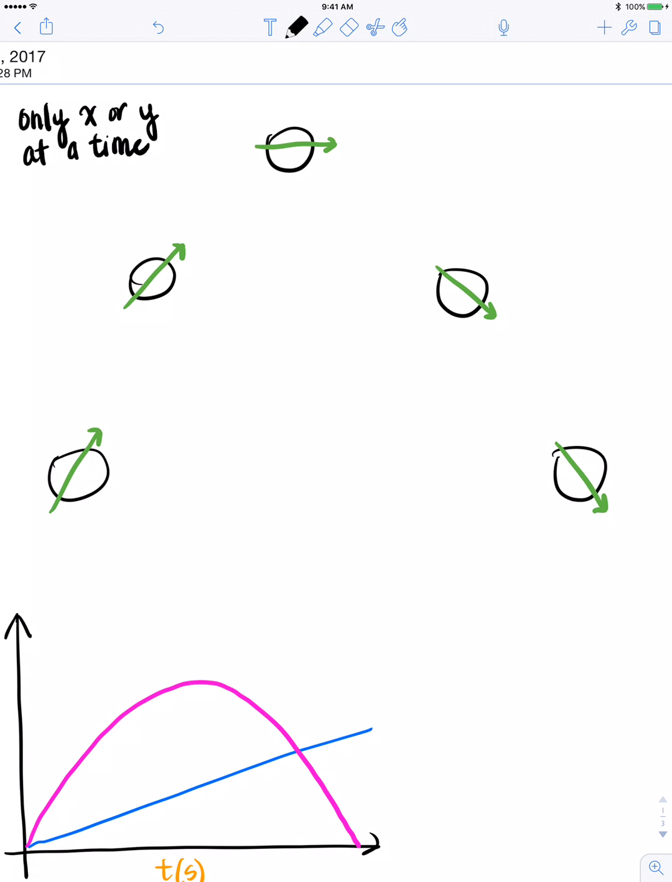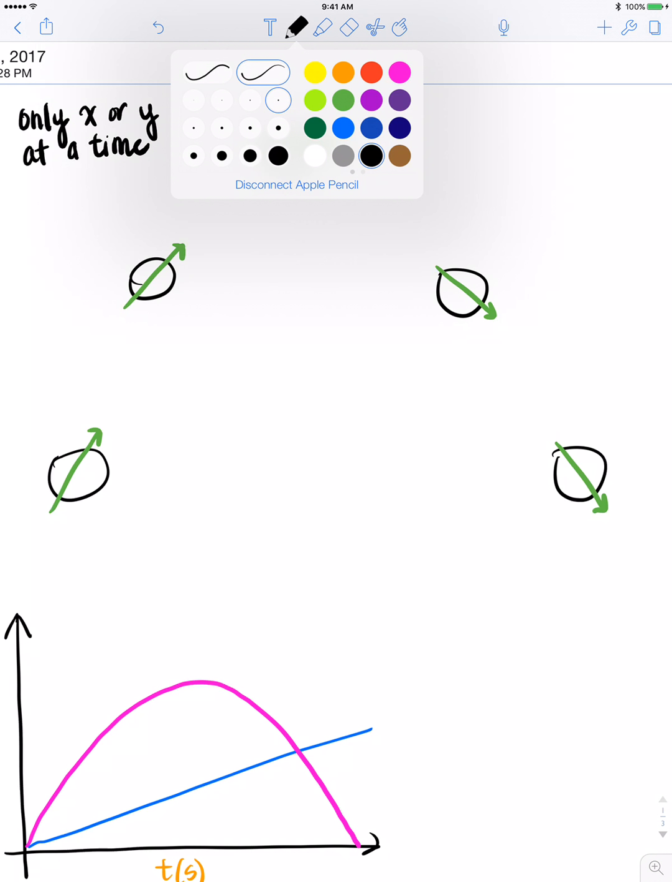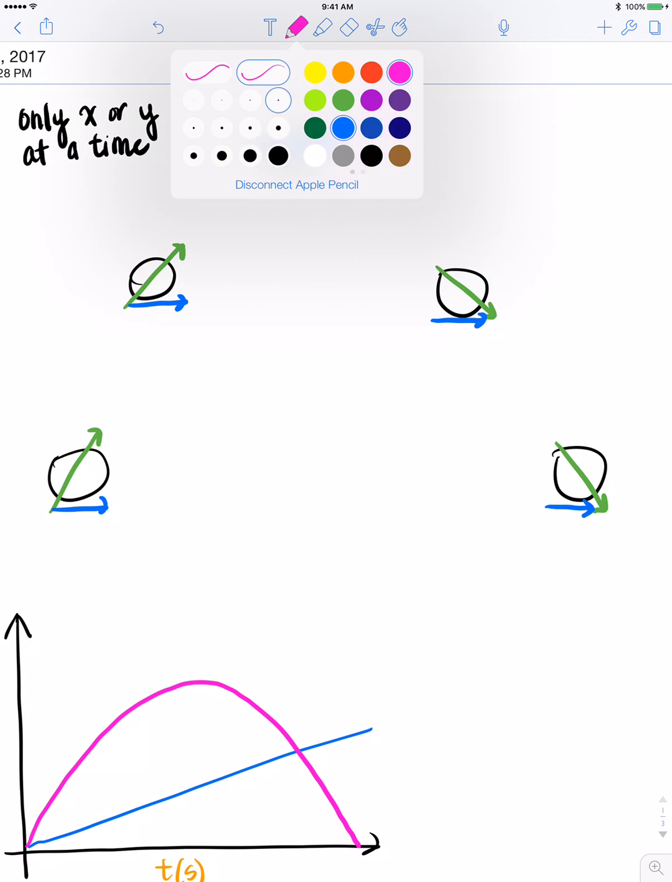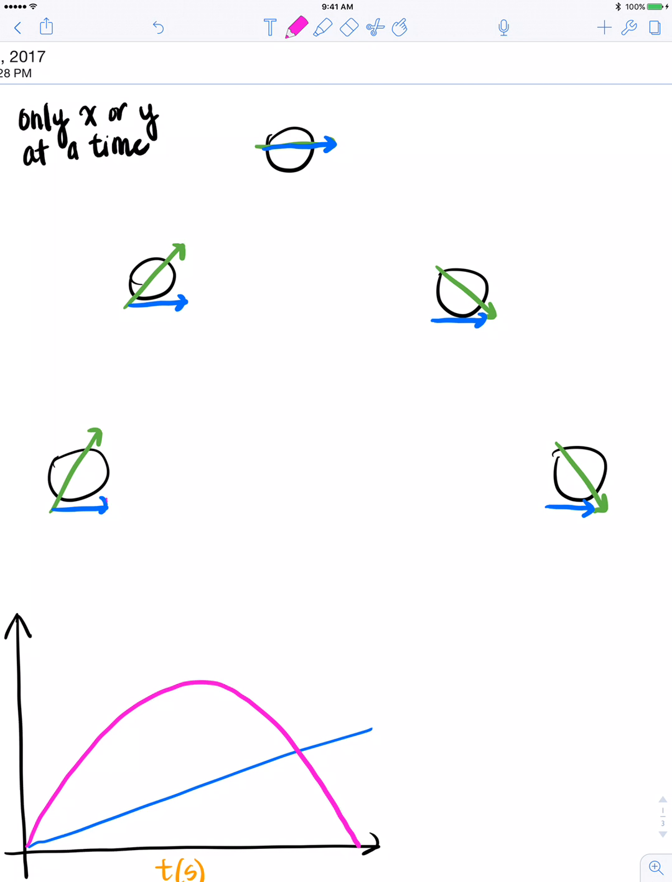In order to break apart these green arrows into their x and y components, we need to think about what's happening in the x direction and what's happening in the y direction. Here in the blue, I'll be drawing the x component of our arrow. With the pink, I'll be drawing the y component or the vertical component.